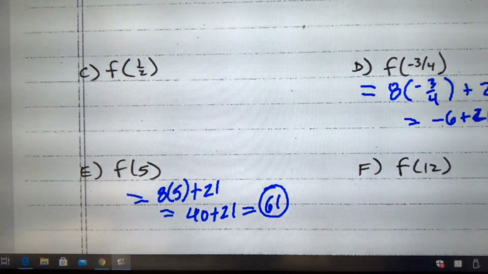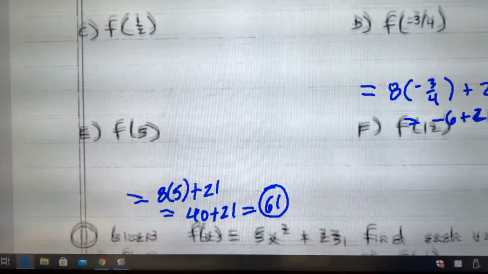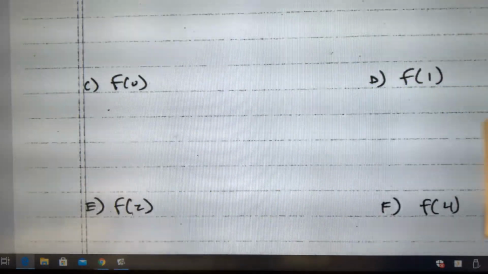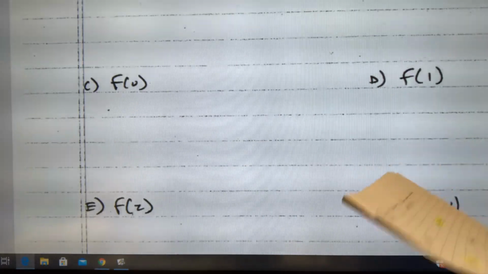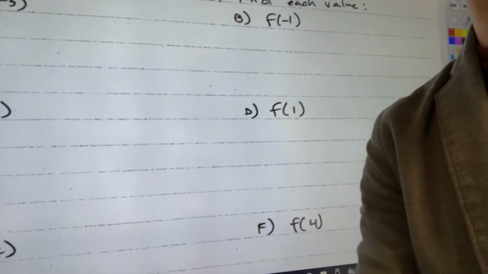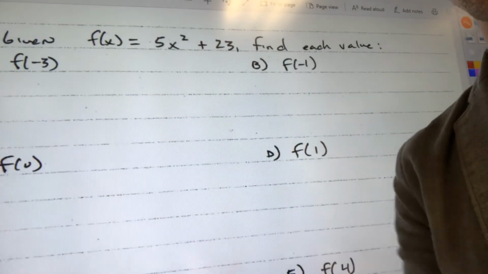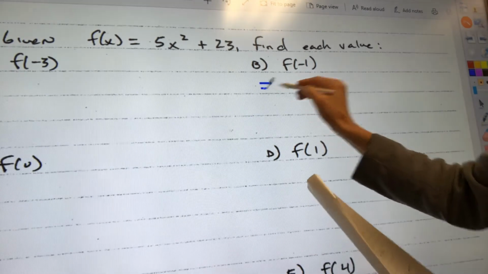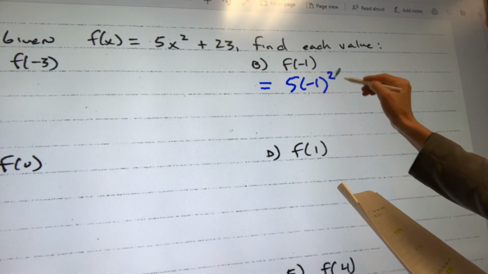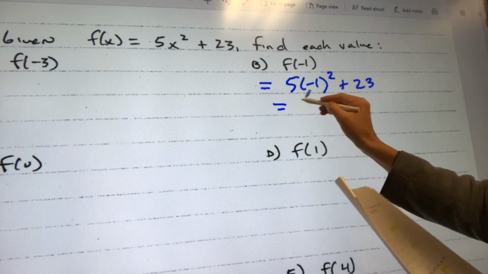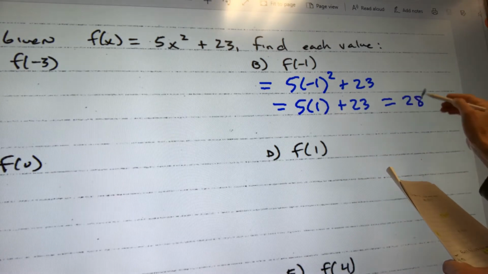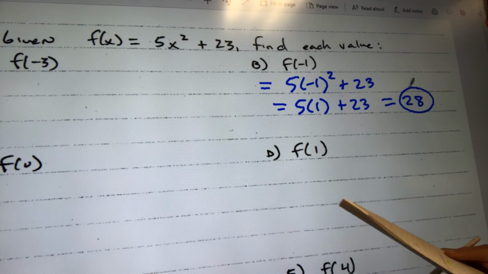And to conclude section 2.1, let's look at 11. B, C, and E. Don't fall over camera. 11B. 5 times -1 squared plus 23. 5 times 1 plus 23. 5 plus 23 is 28.